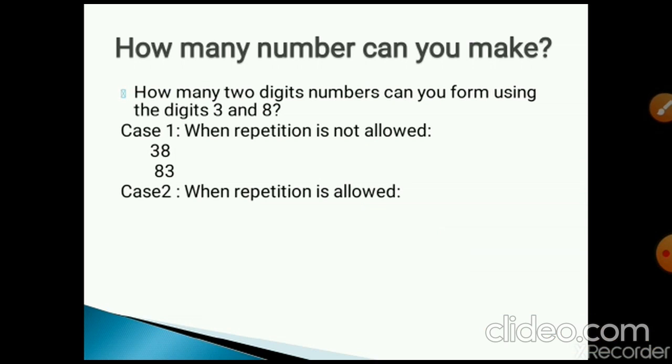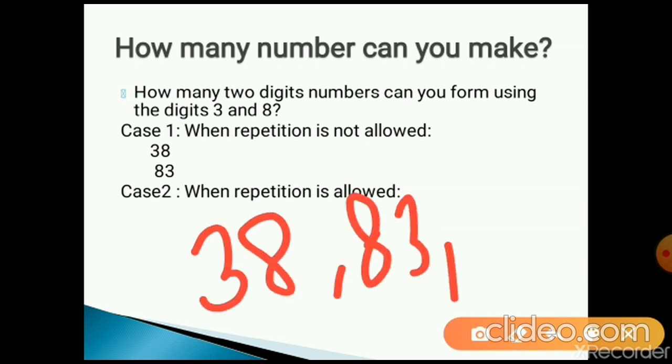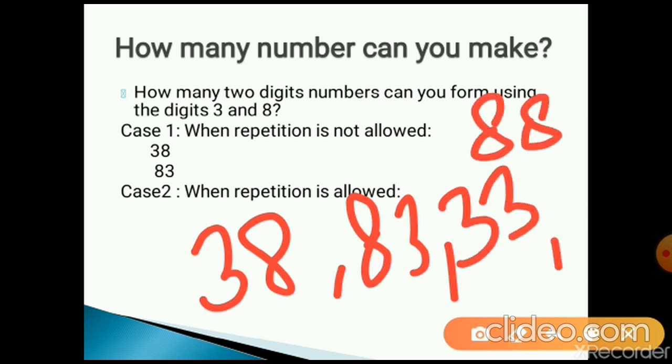Now case 2, when repetition is allowed. We have already formed two numbers. First is 38, second is 83. Now you can repeat these digits. You will write 3 two times, that is 33, and 8 two times, that is 88. Now you have formed four numbers, 38, 83, 33 and 88.